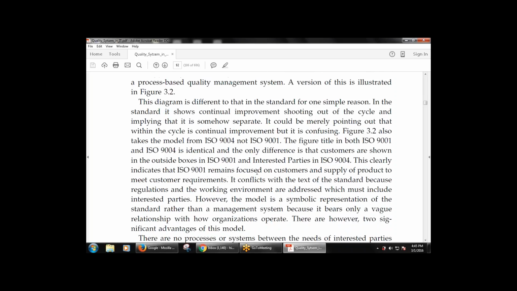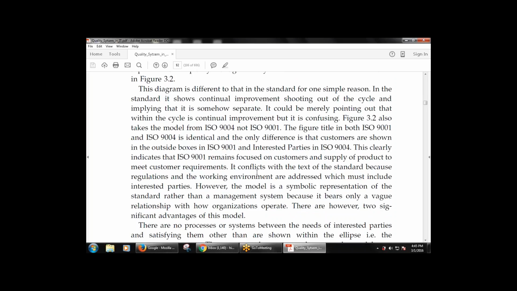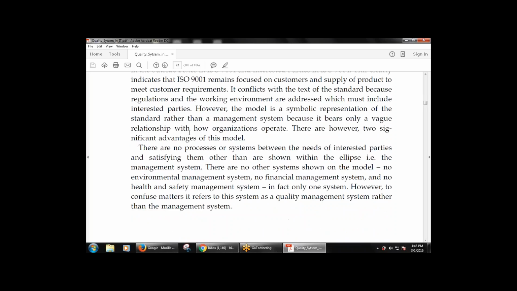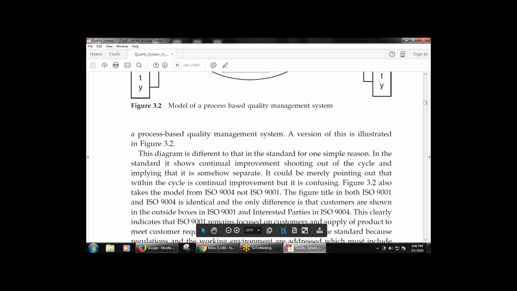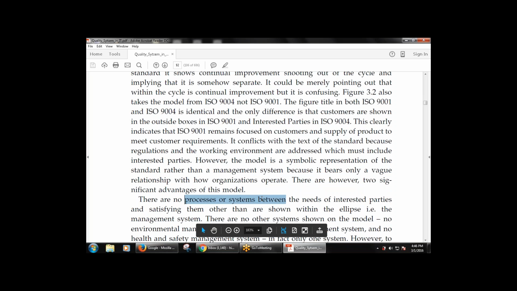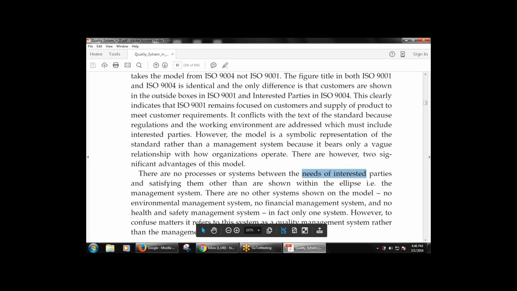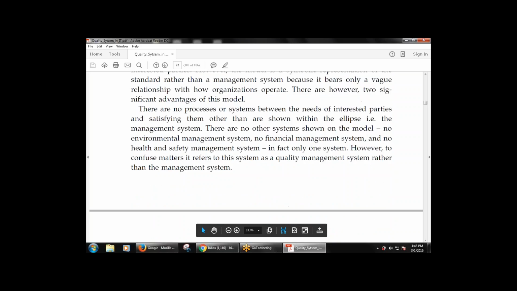And this is different from the ISO 9004 standard. So there are three standards used: 9000, 9001 and 9004. And there are no processes or system between the needs of the interested party and satisfying them, other than what is shown within the LF, that is a management system.